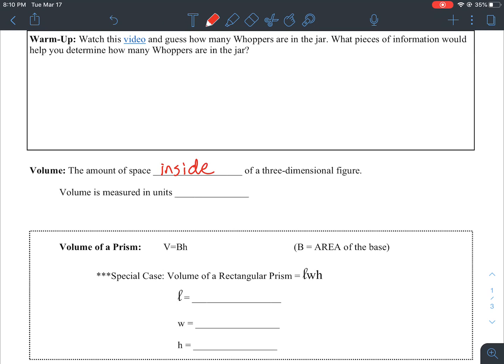Now, one big difference between volume versus lateral area and surface area is that volume is measured in units cubed. So, for example, we might say something like inches cubed or cubic inches, feet cubed. Notice the exponent is a 3. This happens anytime we are working with volume. Volume will always be units cubed.